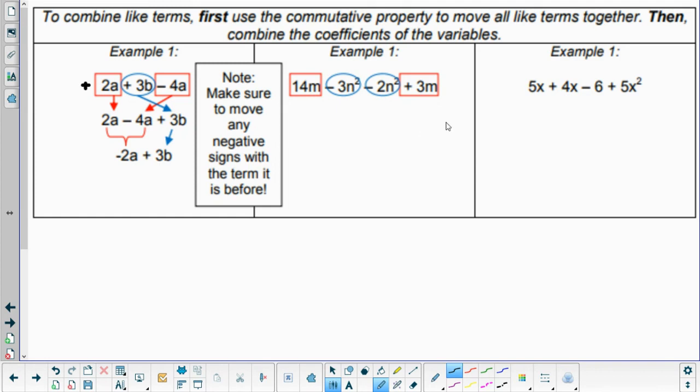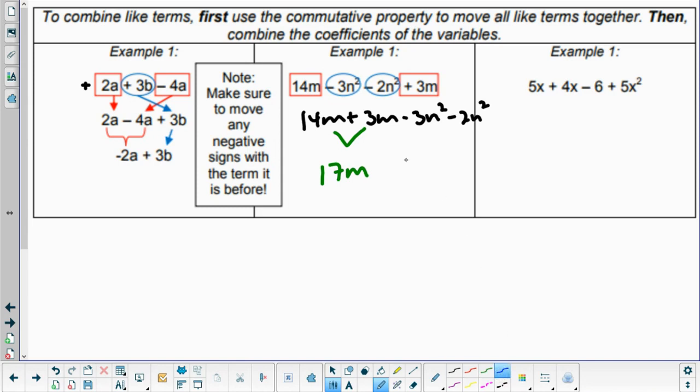Okay, so what I'm going to do is I'm going to take my 14m and my 3m and I'm going to put them side by side, plus 3m. And then I'm going to take these two and put them side by side. So negative 3n squared, negative 2n squared. Okay, so since these two are like terms, I can do 14m plus 3m. So that gives me 17m.